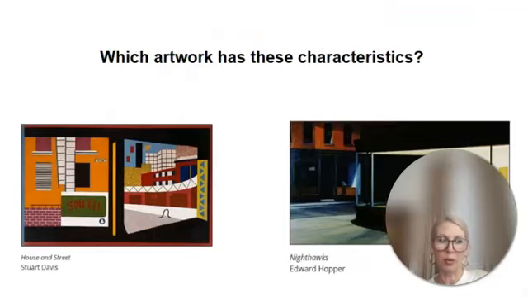So let's practice what we've learned with an important quiz question. The question asks, which artwork has these characteristics? Look carefully at the characteristics. Think about an artwork that shows a realistic looking city scene that uses strong lines, has asymmetrical balance, and creates contrast through light and dark value. Which artwork matches these characteristics? Pause the video and make your choice.